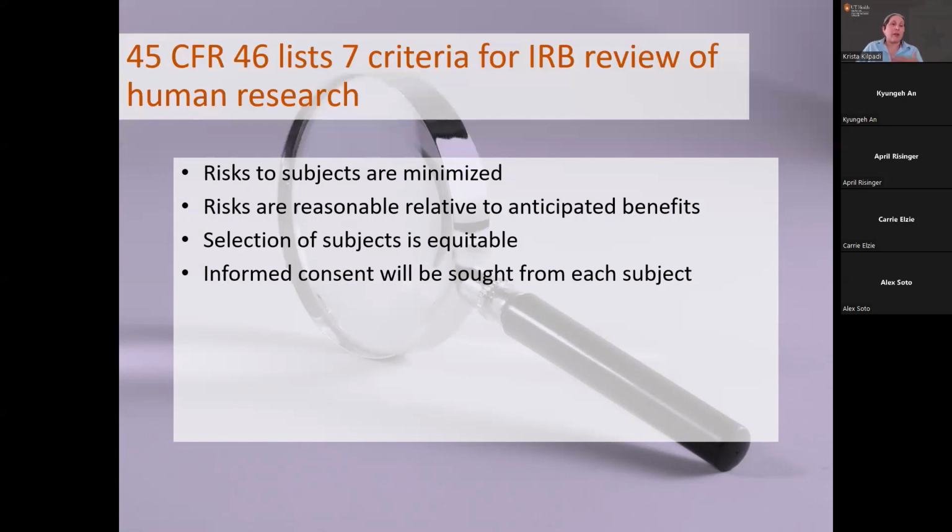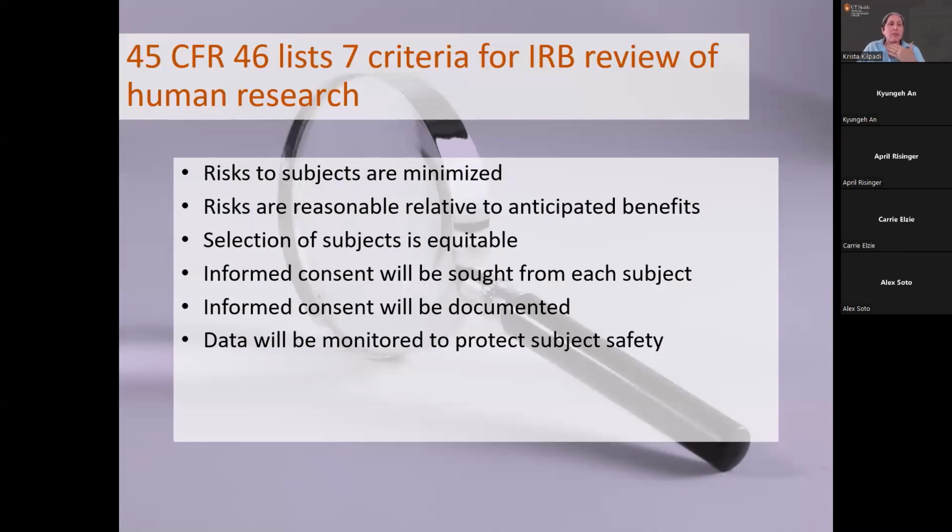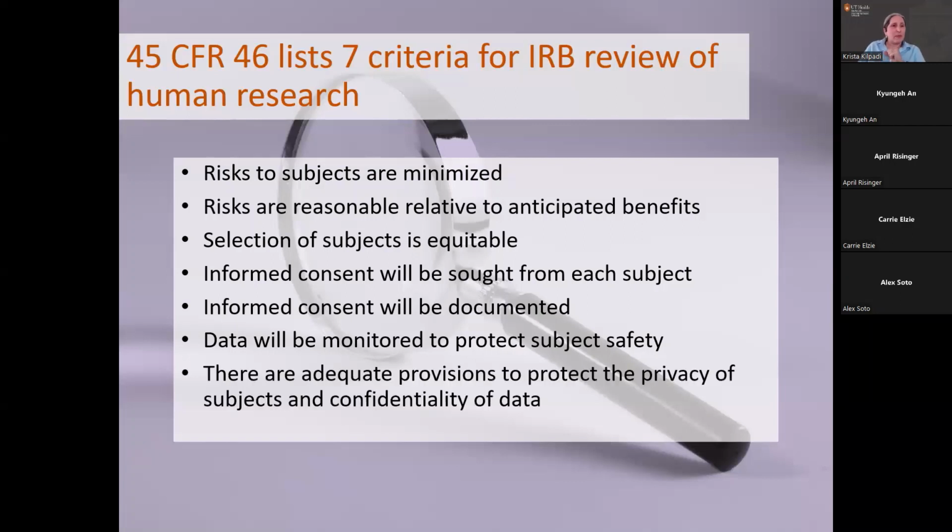You need to make sure that, or the IRB needs to make sure that informed consent will be sought from each subject, except in some special cases where they are able to waive the consent, in cases where perhaps the consent will interfere with the subject of the research, but the IRB has still determined that it's a safe study. Informed consent will be documented. Again, in most cases, the IRB can waive that, but in most cases, they're going to make sure that you're documenting your informed consents, that you're going to be monitoring your data to protect subject safety, making sure that unexpected things aren't harming people. And finally, making sure that there are adequate provisions to protect the privacy of subjects and the confidentiality of data.